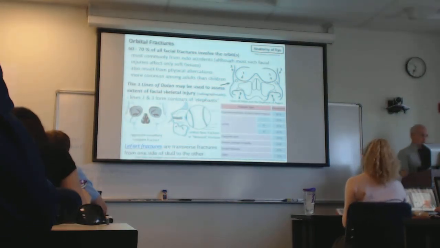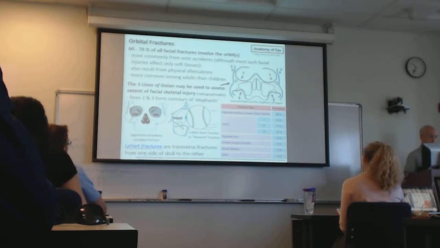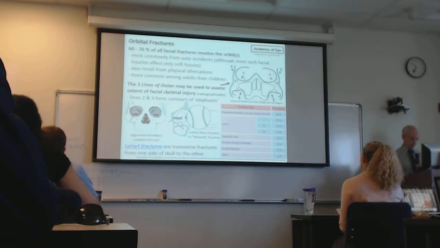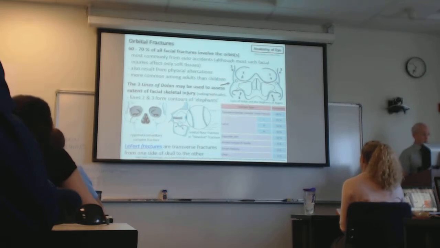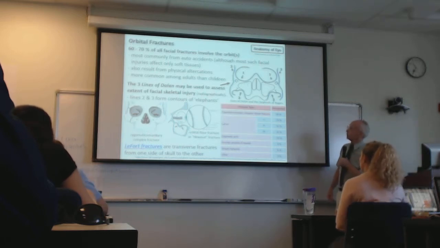So you can look at the little figure over here, and your first task is to find the elephants. Can you find the elephants? Yep. The elephants of Rogers and the lions of Dolenz. The lions of Dolenz are labeled 1, 2, and 3. And the lions of Dolenz make up the little elephants of Rogers. And these are the structures. These are the edges, if you will, the perimeters that are most likely to be affected in a traumatic injury, independent of any additional.